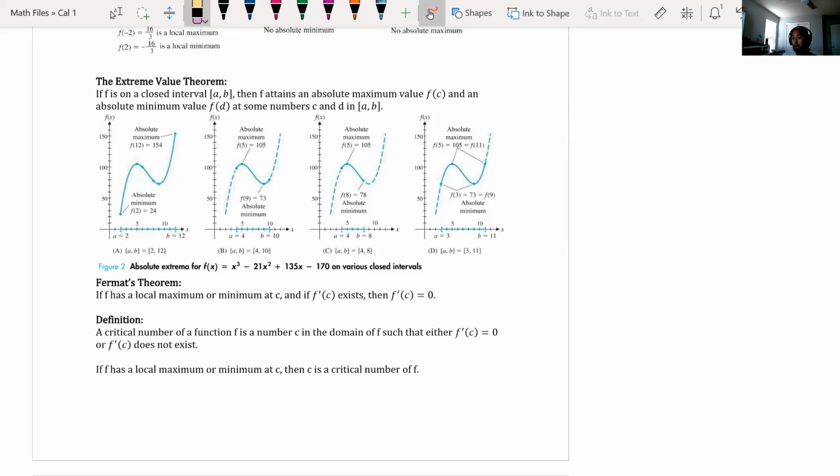Okay. And another definition, a critical number of a function f is a number c in the domain of f such that the derivative will equal 0 or the derivative does not exist. So again, that's just an extension of Fermat's theorem.